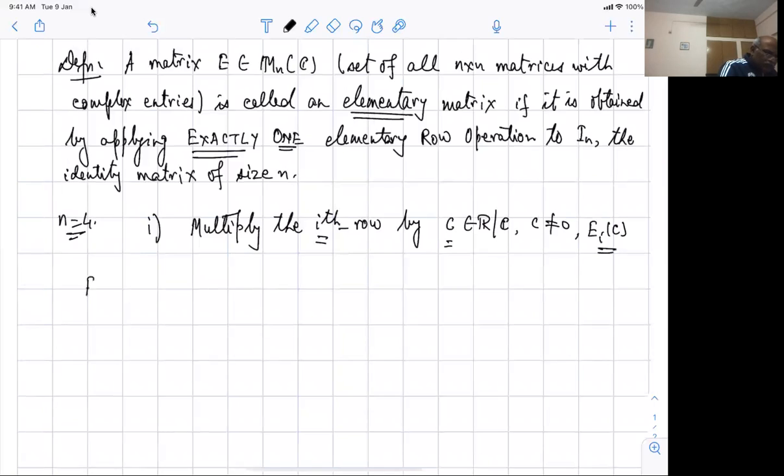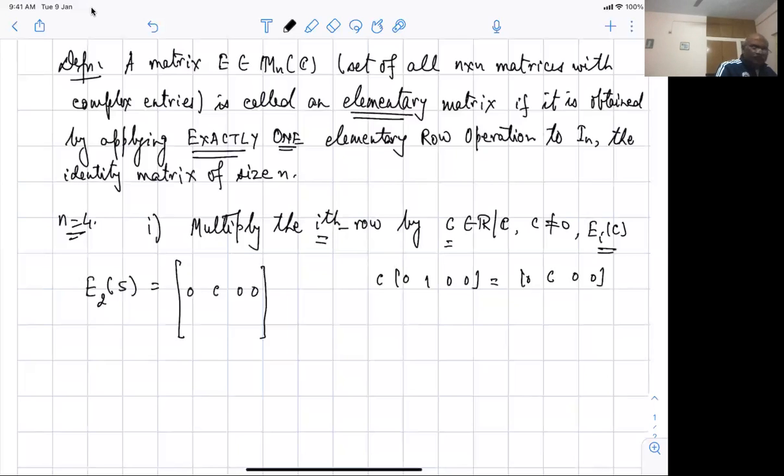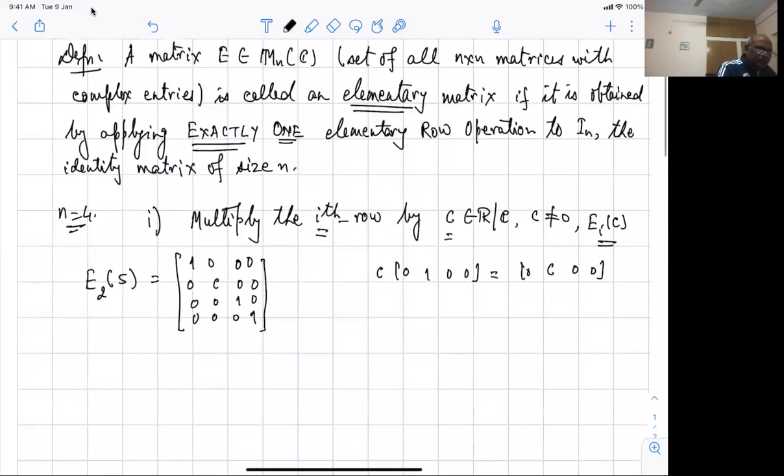Fine. So for example, if I want to look at E2 of 5, E2 of 5 will be, since I'm looking at n is equal to 4, a 4 cross 4 matrix. Second row is being multiplied. So second row of identity is this. I multiply c to it, and this gives me 0, c, 0, 0. So this is my second row. There is no change in the first row, no change in the third row, no change in the fourth row of the identity matrix. So this is your E2 of c.